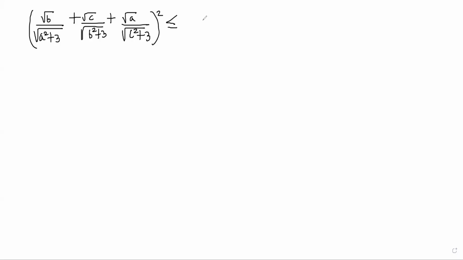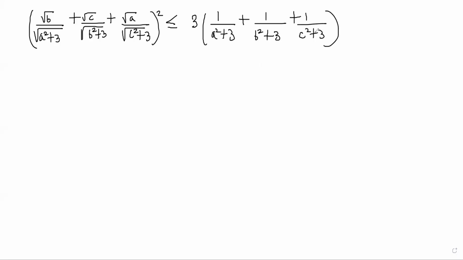So we have root b by root a square plus 3 plus root c by root b square plus 3 plus root a by root c square plus 3, whole square, is less than equal to 3 times 1 by a square plus 3 plus 1 by b square plus 3 plus 1 by c square plus 3. This is what we have here by direct application of Cauchy.